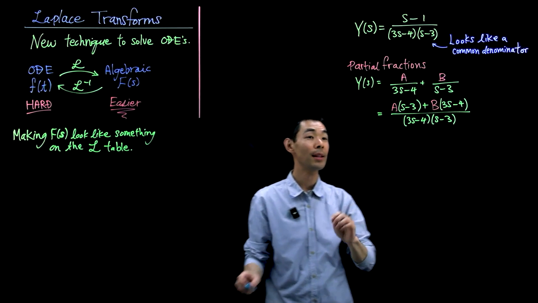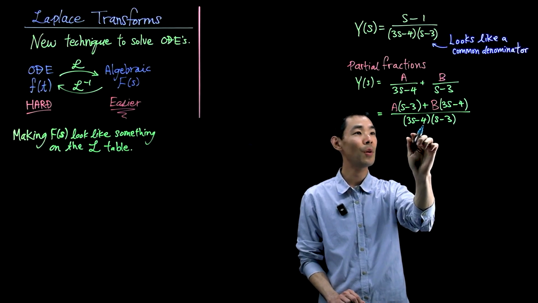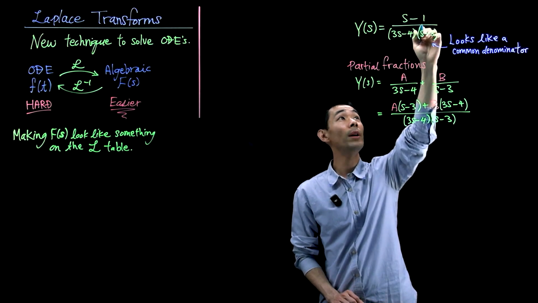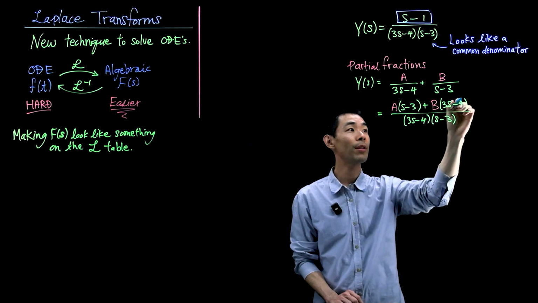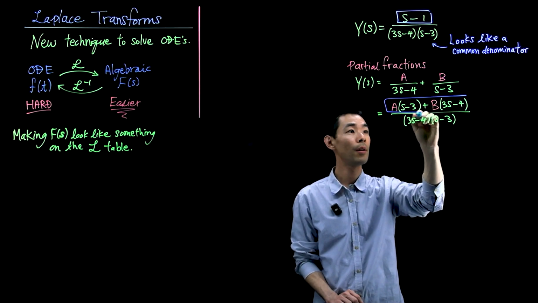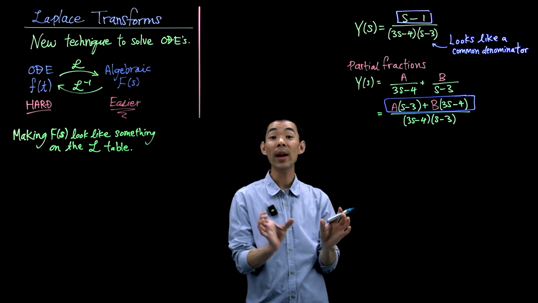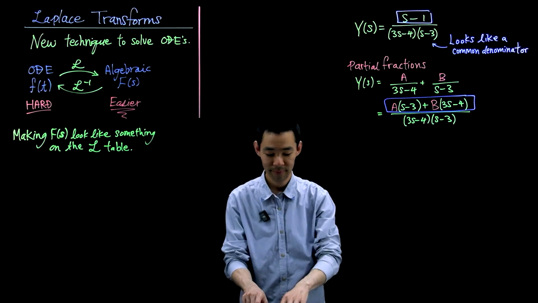Now you realize at this stage that because the denominator here, 3s minus 4 times s minus 3, is identical with what we have up here, all we need to do is match this term on the numerator with the numerator up here. So let's equate those two to figure out what a and b are.